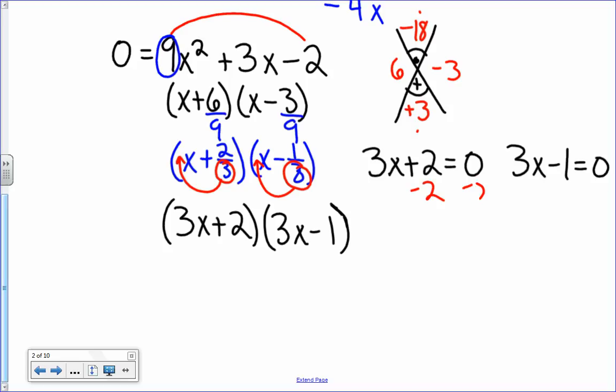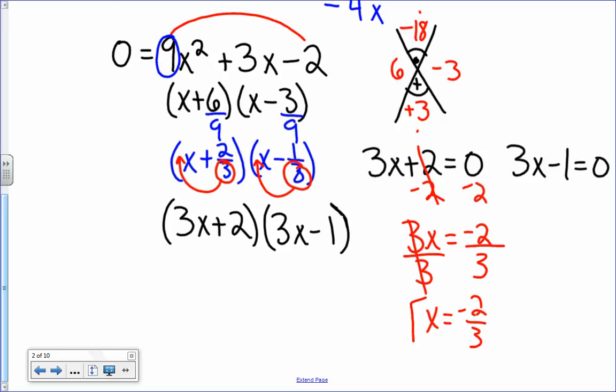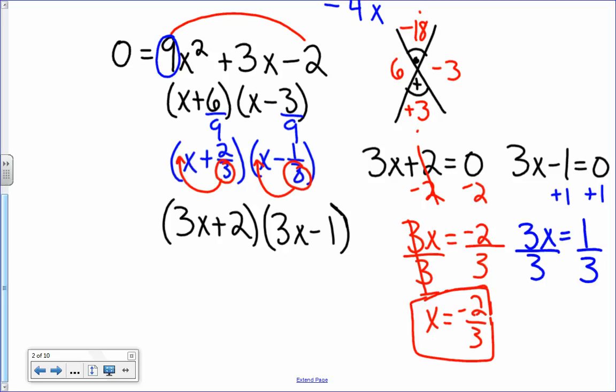Subtract 2. 3x is negative 2. Divide by 3. And one of my answers is negative 2/3. It's one of my solutions, negative 2/3. Now my other one, I would add 1. Get 3x equals 1. Divide by 3. And my x is 1/3. Those are my two solutions.